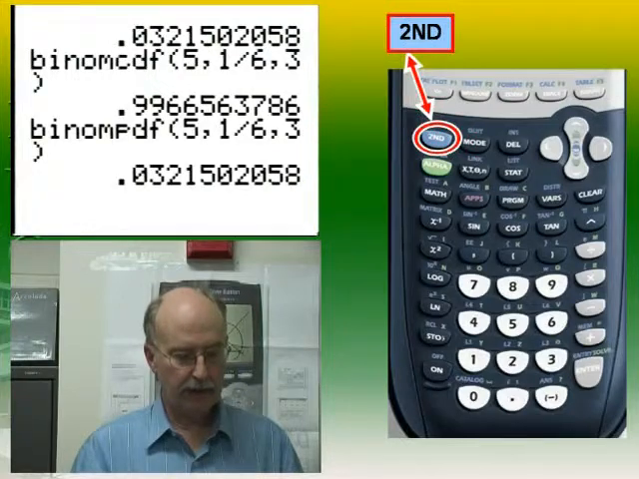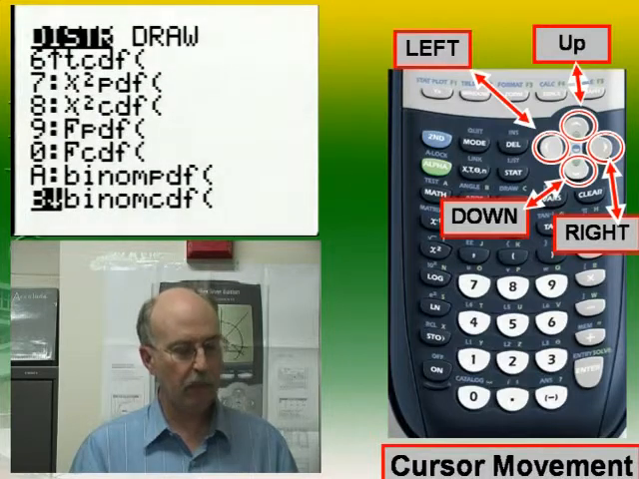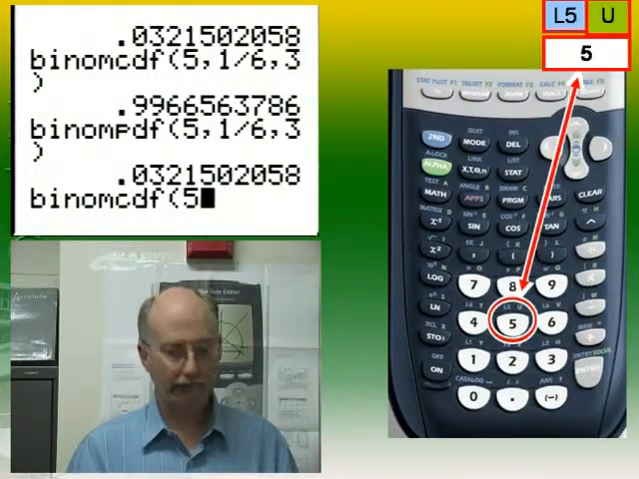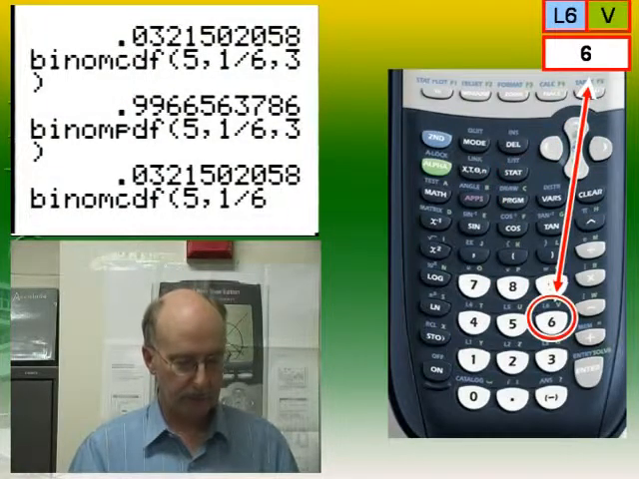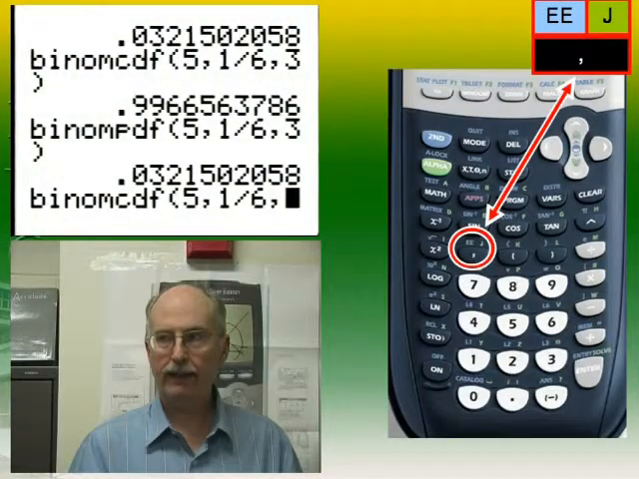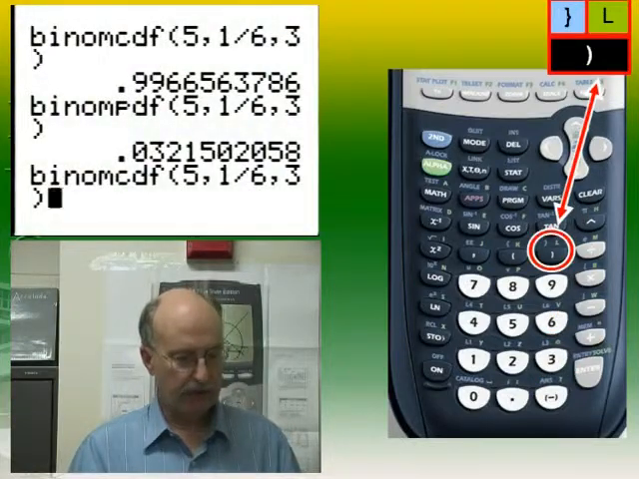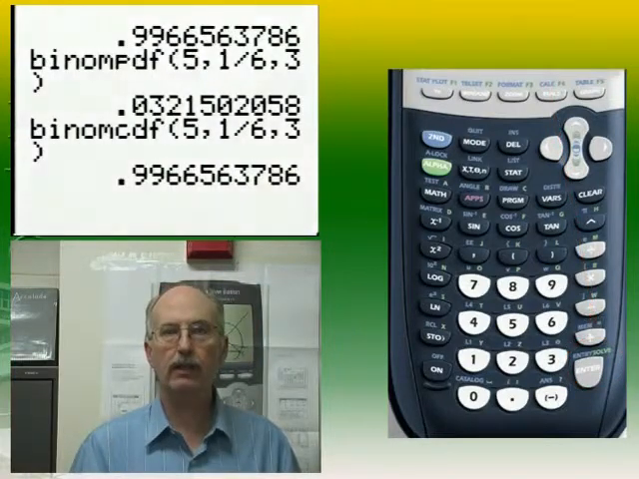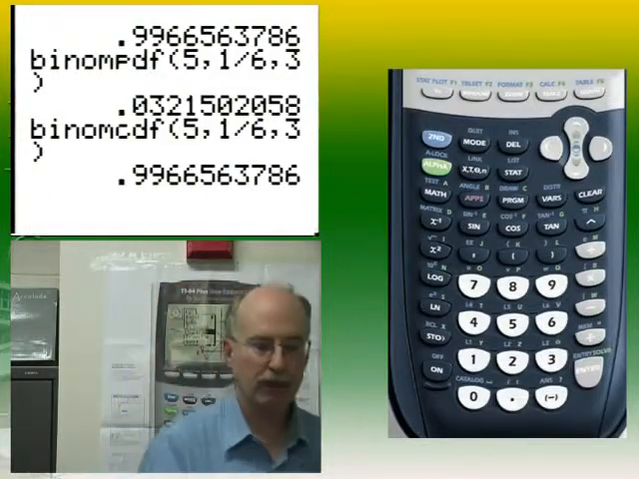We hit second DISTR. We'll scroll down this time, like I said before, to the item B, which is binomial CDF, which is cumulative. We'll hit the Enter key, and now, once again, the number of trials is 5. Once again, the probability of success is 1 divided by 6. Hit comma, and now we're looking for 3 or less successes, and we'll hit the closing parentheses, and we can see that 99.65% of the time we will have 3 or less successes in terms of rolling a 6 on 5 dice. So that's what comes up there.